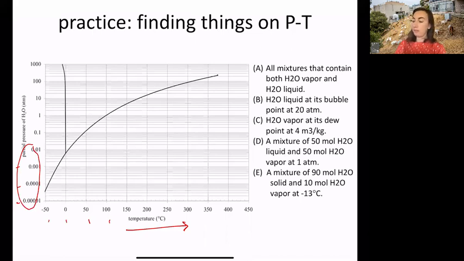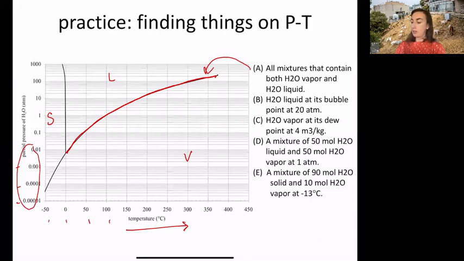The first thing we want is all mixtures that contain both H2O vapor and H2O liquid. So I guess before we start that, we should label this is our solid region, this is our liquid region, and this is our vapor region. And so liquid and vapor can coexist all along this line. So that whole line right there is part A. And then once we get down here, below the triple point, we have solid and vapor, so we don't have liquid vapor coexistence anymore.